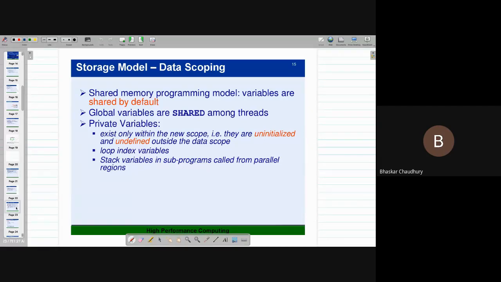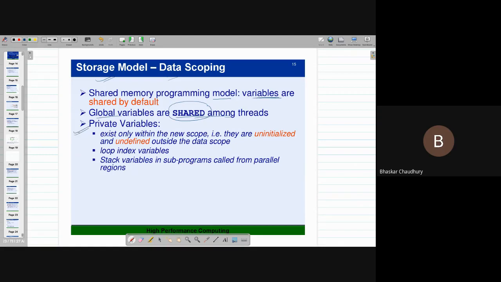Now we are coming to the data model, actually the scope of data, that is the storage model. The shared memory programming model has 2 kinds of variables. One is shared by default. If you do not mention anything explicitly, then the variables are treated as shared by default. Global variables are shared among threads, so all the threads can access those global variables, because they are stored in the shared memory.